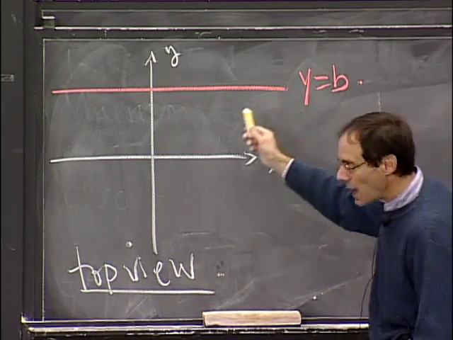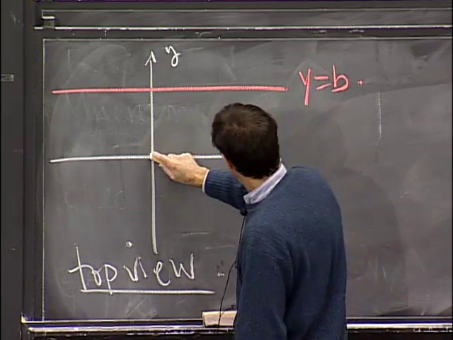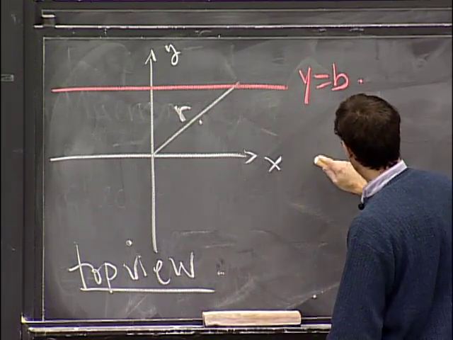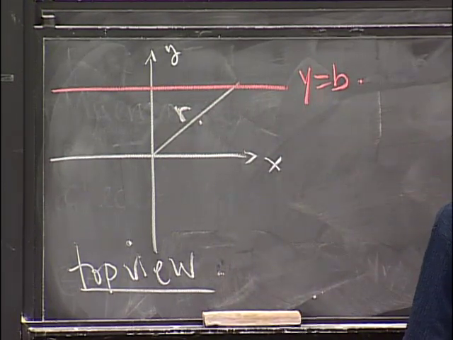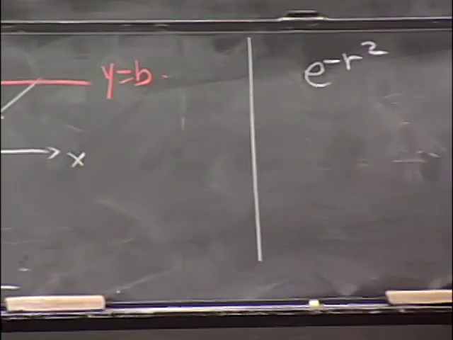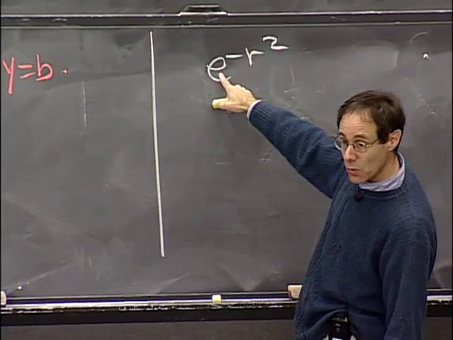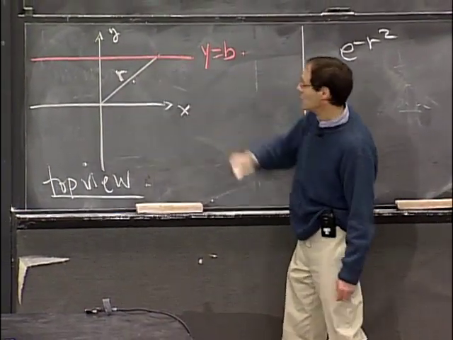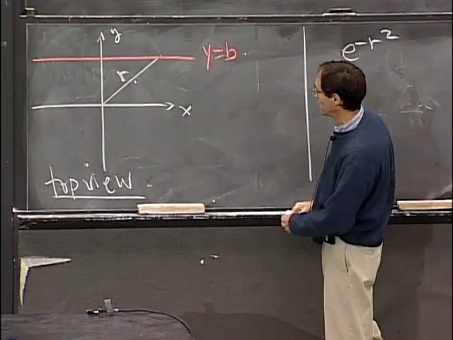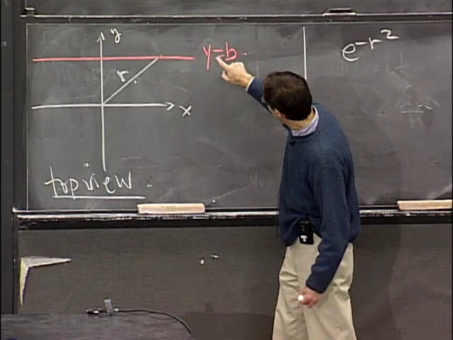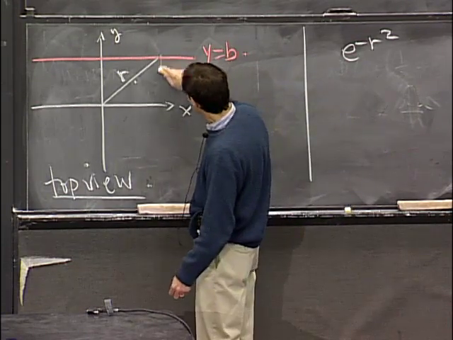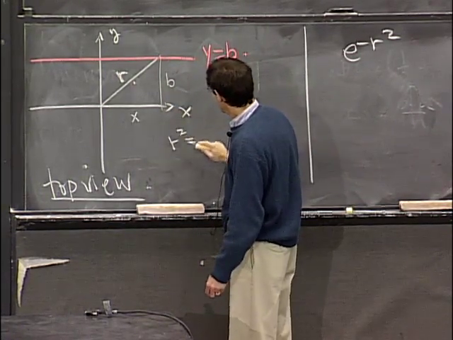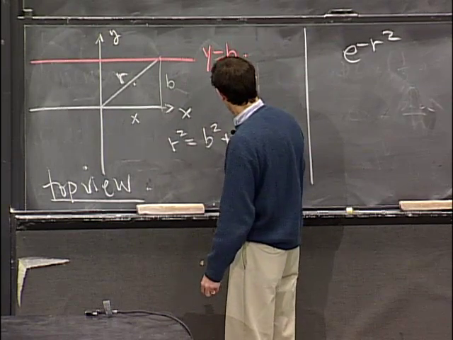Now, the formula for the height is this. If I take a distance r here, the formula for the height of the bump is e to the minus r squared. Okay, I'll store that over here. E to the minus r squared is the height at this place if this distance to the origin is r. That's true all the way around. And in terms of b and x, we can figure that out by this right triangle. This height is b and this distance is x. So r squared is equal to b squared plus x squared.